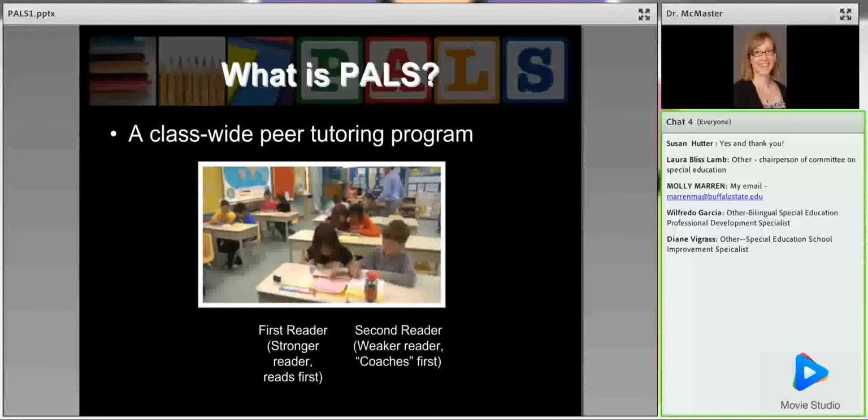So there's two roles during PALS, coach and reader. The reader reads and responds to the coach. The coach gives prompts and feedback as they're working together. And both of those jobs are reciprocal. So every activity that students do during PALS, both kids get a chance to do both jobs, and I'll explain how that works a little bit more later.